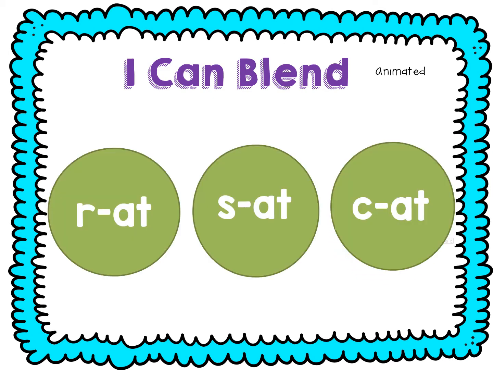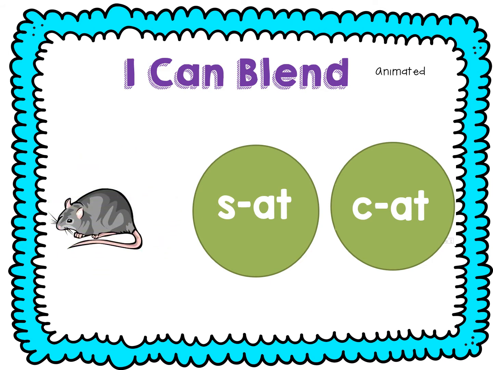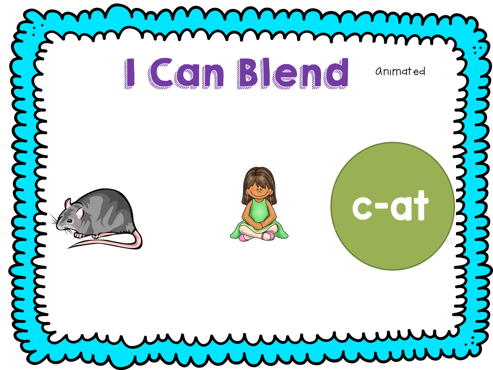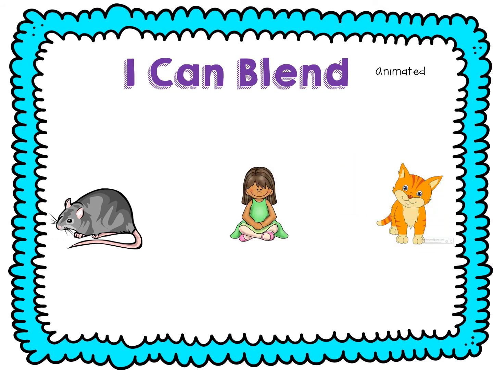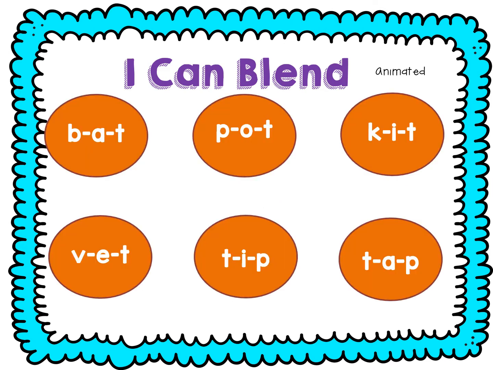Now let's blend our onset and rhyme. See if you can put it together before I show you the picture. Ready? At. Rat. At. Sat. At. Cat.